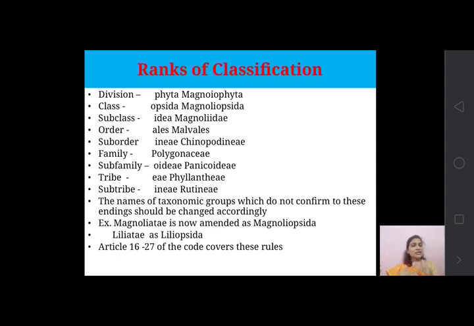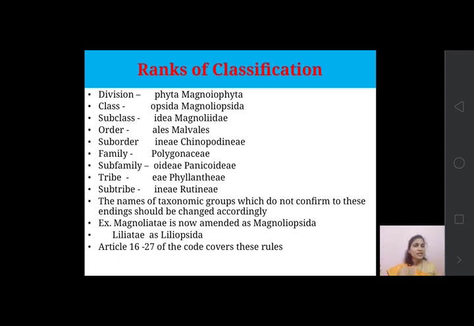Then subclass. We have seen in our earlier lecture that every major category has its subcategories also. That is division, then subdivision, then class, subclass, order, suborder, family, subfamily, then tribe, subtribe. All the major categories also have subcategories. So the class always ends with -opsida.